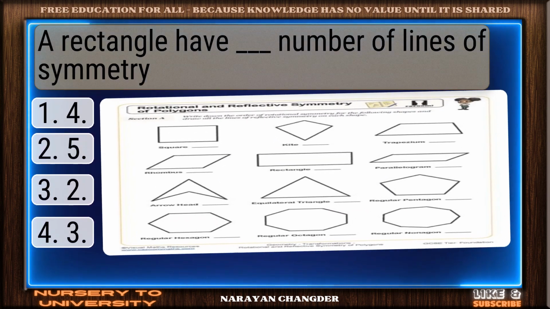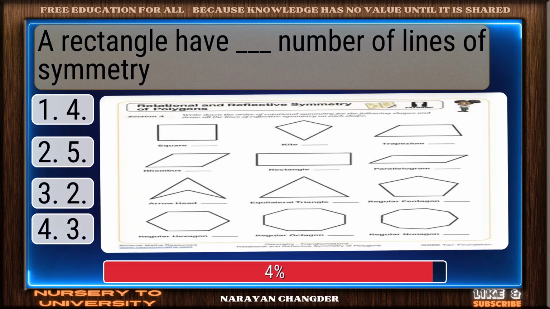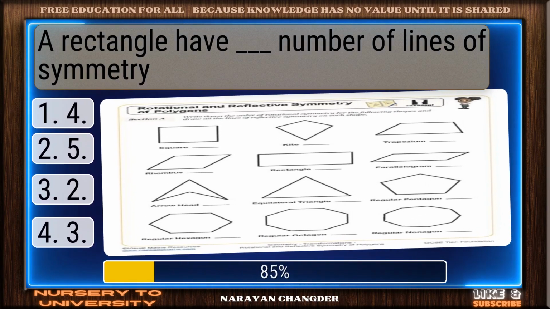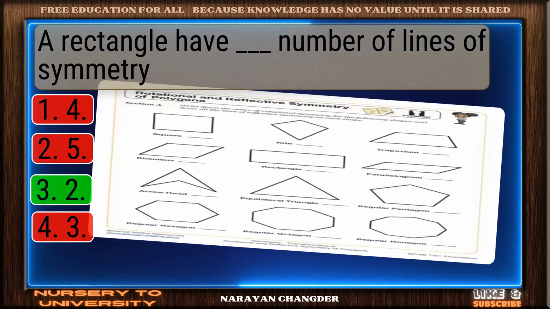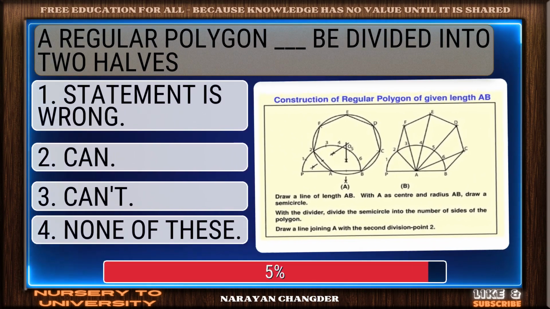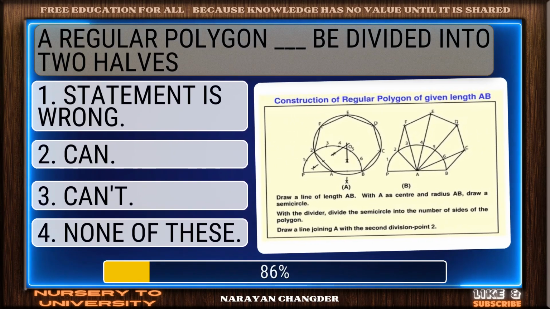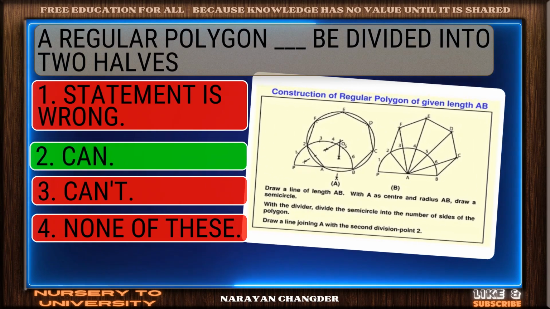A rectangle have dash. Number of lines of symmetry. Nicely done. 2 is a solid answer. A regular polygon dash be divided into 2 halves. Great thinking. Can is the right choice.